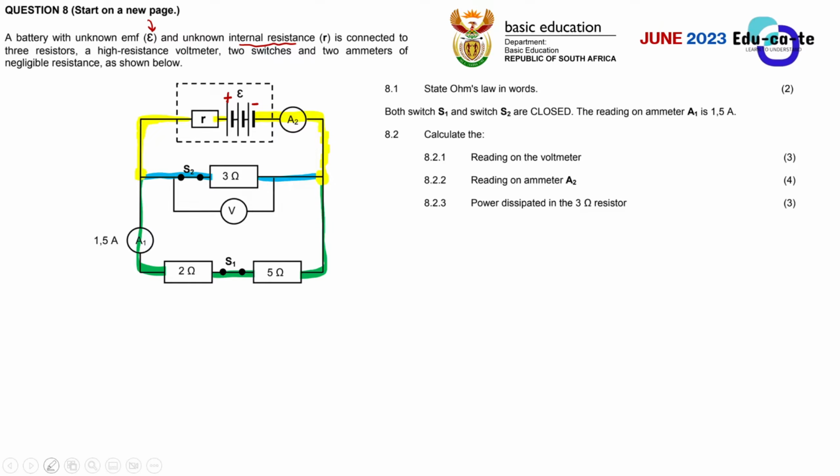And look at this, we have got the ammeter A2 there. Realizing that we've got ammeter A2, we know that an ammeter is used to measure current. The type of current being measured by ammeter A2 is the total current. So we can say that ammeter A2 is measuring the total current. Now we can go and look at the questions. The first question states: state Ohm's law in words.